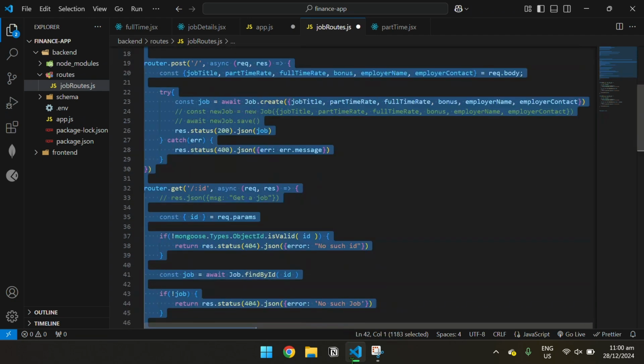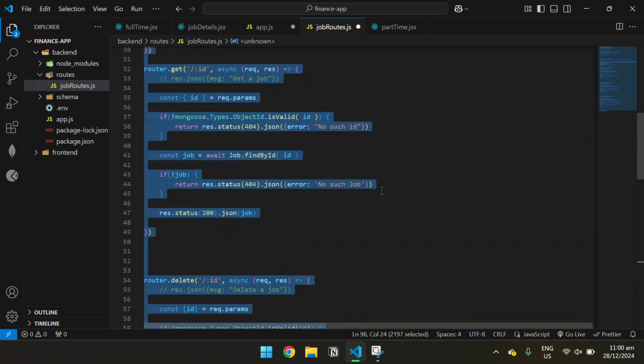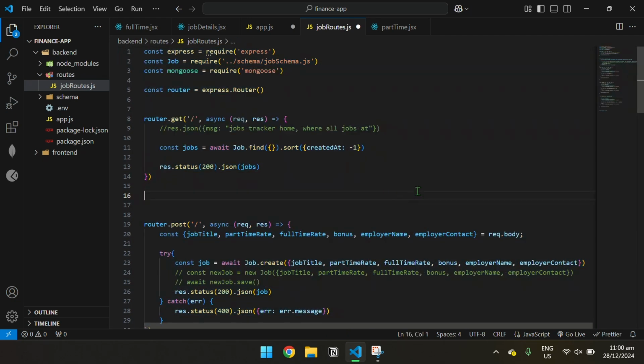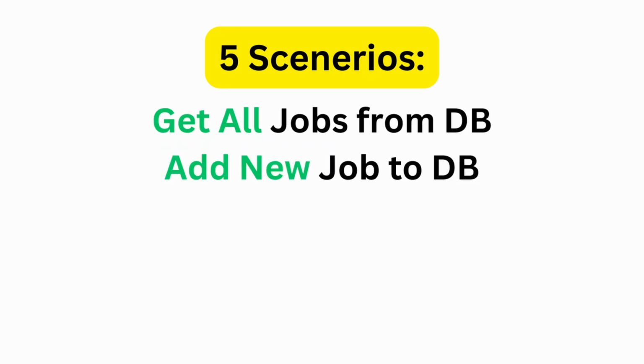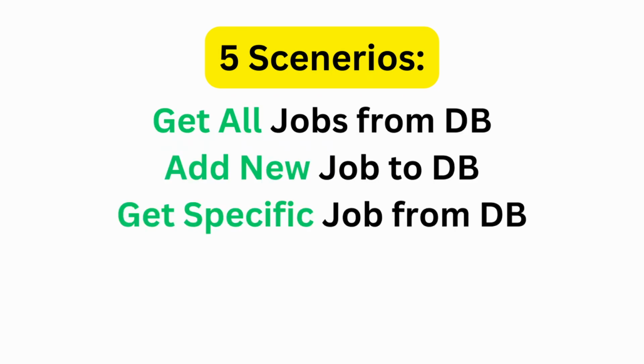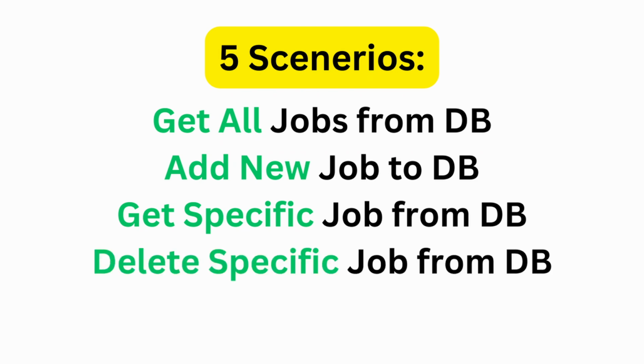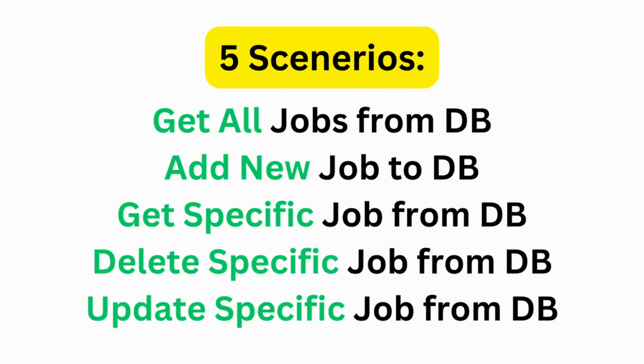Next, I will define the backend actions for different routes, which typically involve interacting with the database. There are 5 different scenarios: get all the jobs from the database, add a new job into the database, get a specific job from the database, delete a specific job from the database, and update a specific job in the database. So this is how I do them.